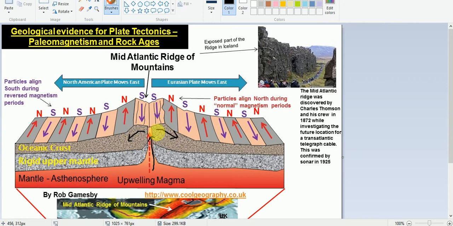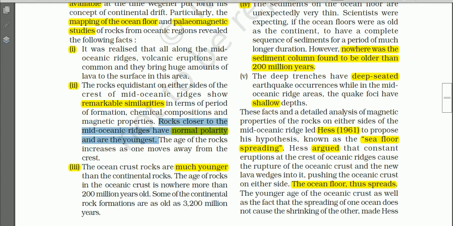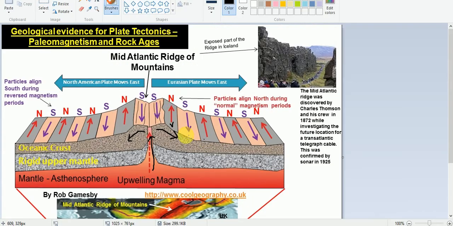And so here, rocks closer to these oceanic ridges have normal polarity. Closer to the ocean ridges have normal polarity. See, we have north on this side, so this is the same direction as that of the earth now. And after that we have another strip of reverse polarity in this case. South pole is here and north pole is here, and again another vein is there. This is the case of normal polarity.